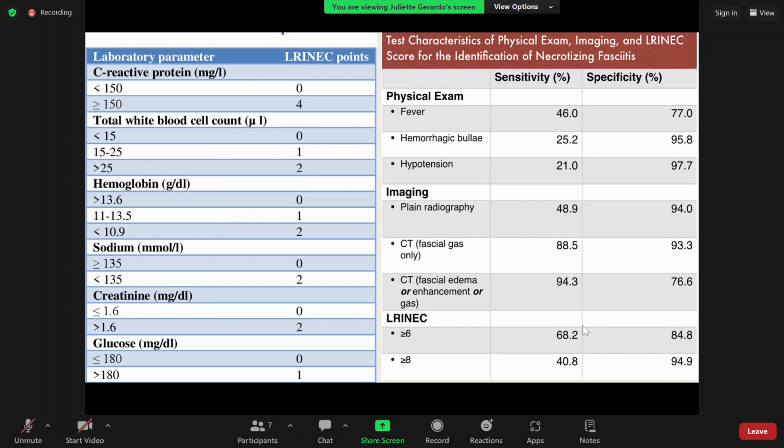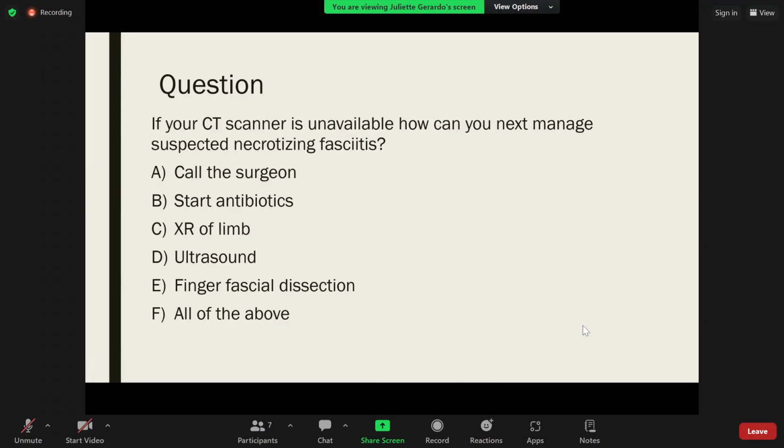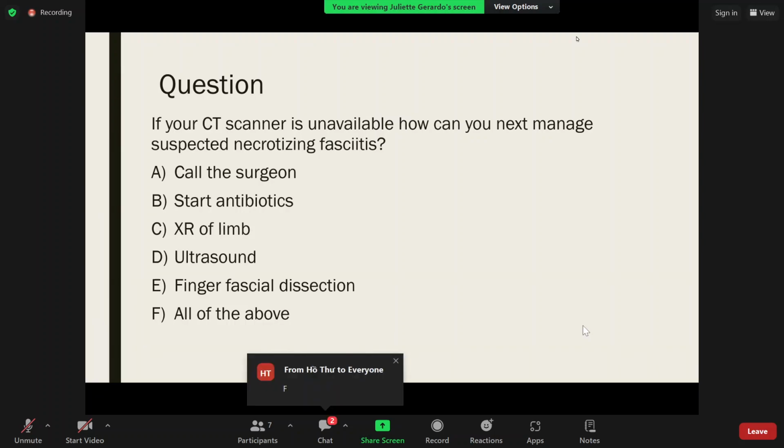So, quick question. If your CT scanner is unavailable, how can you next manage a suspected necrotizing fasciitis or necrotizing soft tissue infection? Would you call the surgeon, start antibiotics, get an x-ray of the limb, use your ultrasound, do a finger fascial plane dissection, or can you do all of the above? All of the above. Okay, perfect. Yes. All of these are good answers for things that you can do if your CT scanner is not working.